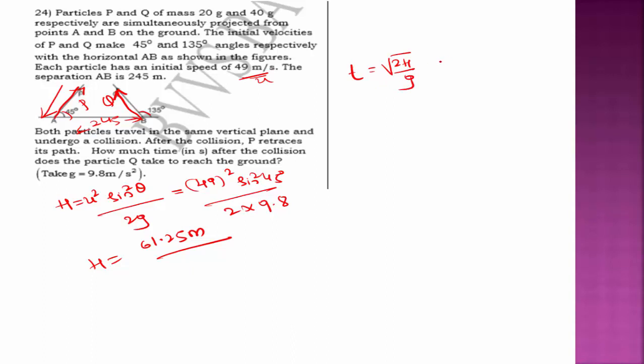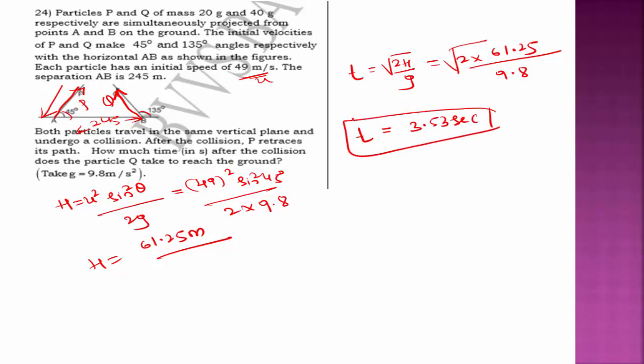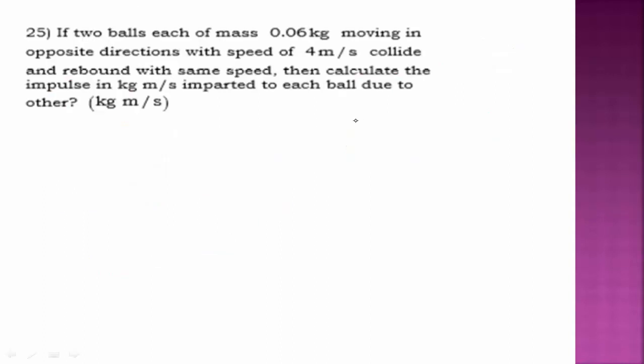And the time taken by Q to reach the ground, time t equals root of 2h divided by g. Now substitute the values in this equation: root of 2 into 61.25 divided by 9.8. Then t is equal to 3.53 second. Then the next problem is the last problem.